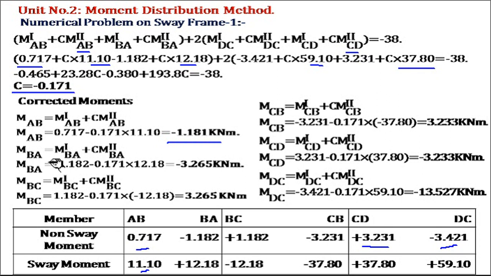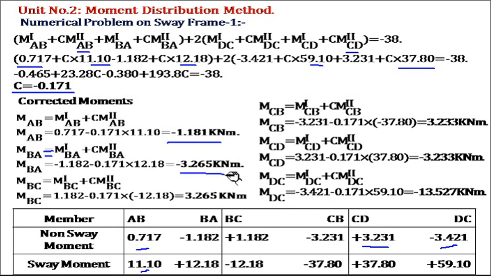Okay. Now for BA, it is equal to the moment due to non-sway analysis plus C, that is the correction factor, into the moment due to sway analysis. So the MBA value due to non-sway is minus 1.182, plus C value minus 0.178 into the sway moment in member BA, 12.18.